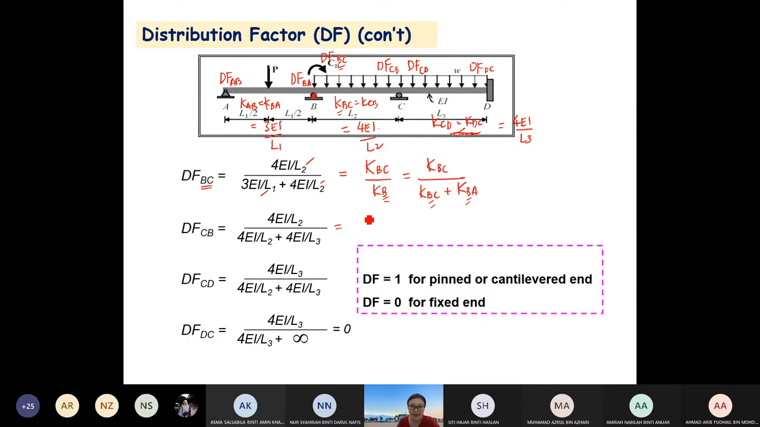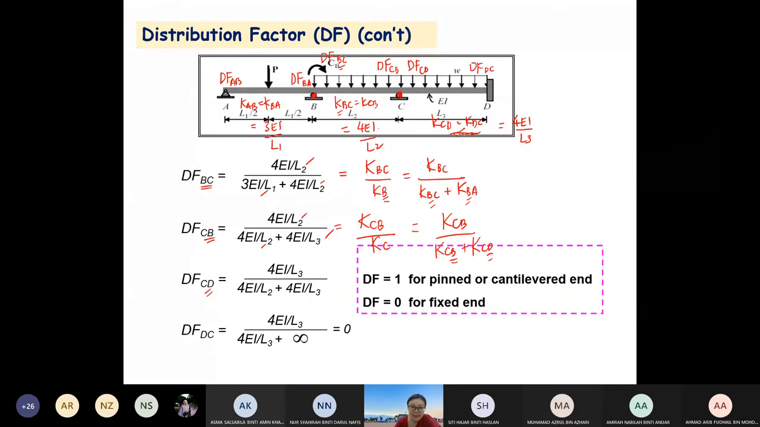DFCB will be KCB divided by, now KCB is here, it starts with C, so the joint will be referring to C, meaning KCB divided by KCB plus KCD, because there are two members that attach to it. So you just substitute it. KCB is 4EI over L2, and then KCD is 4EI over L3. So you can continue with CD. I suppose you have no problem about this.